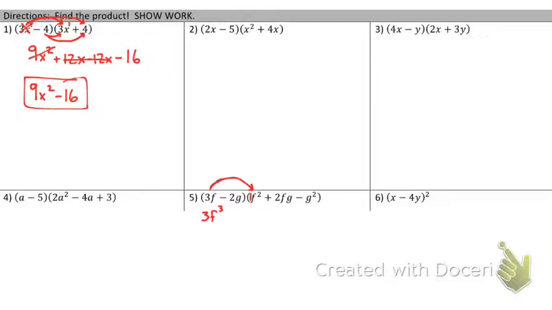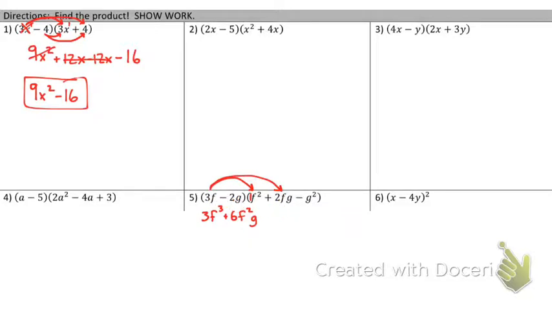All right, 3f times the second term over here. 3 times 2, that gives me positive 6. And now we're going to go f times f. So 1f or f1 times f1, that's f2. And then this guy doesn't have a g, but he does, so the g just comes along for the ride. Okay? So we are done with the second term.